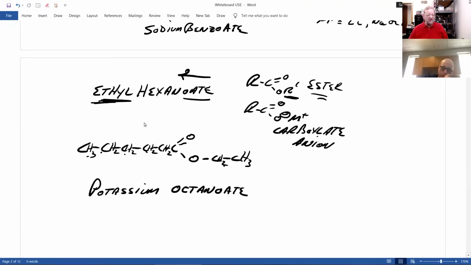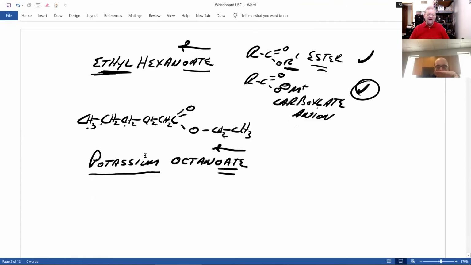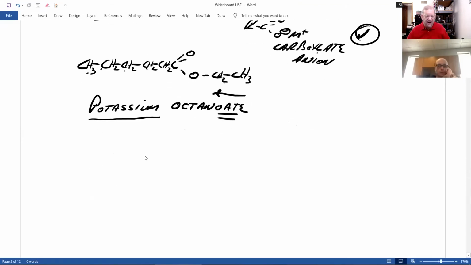And that's potassium octanoate. How do you know what to draw? You start from the right, move left. OATE tells me either ester or carboxylate anion. But if you see in the front here, I have the name of an element, so I know I have a carboxylate anion. And if this were an E, octane, 8 carbons.